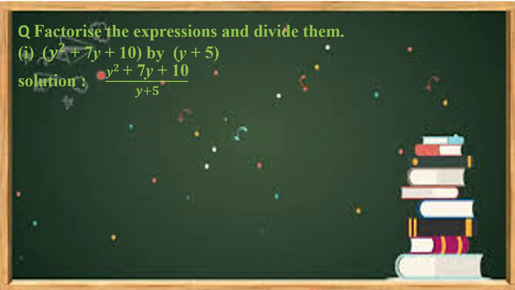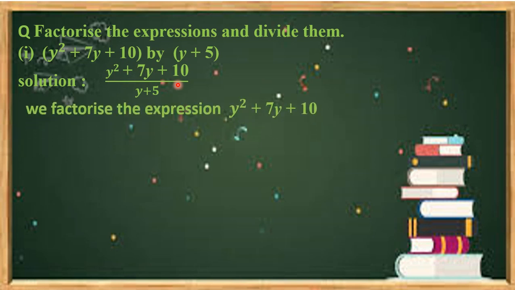First of all, we write this as the numerator divided by the denominator. Now y square plus 7y plus 10 is a quadratic polynomial, so first we have to factorize it. Let us factorize y square plus 7y plus 10. Here we are using the split of the middle term.